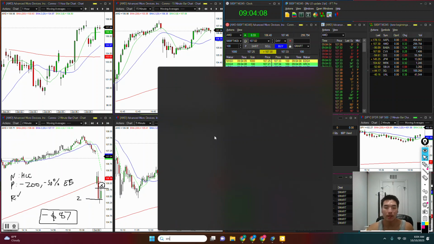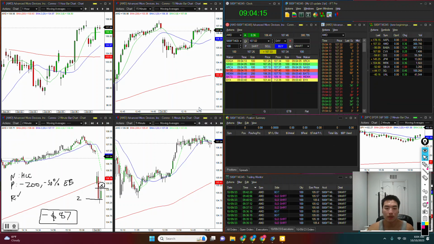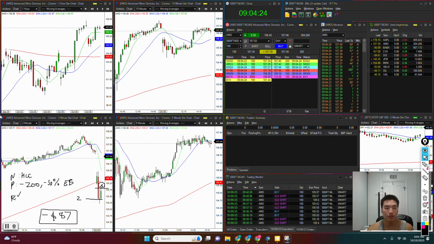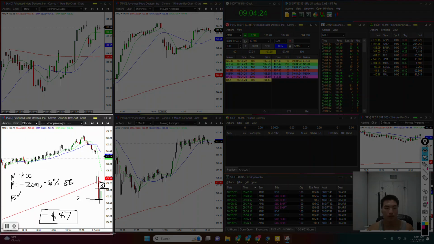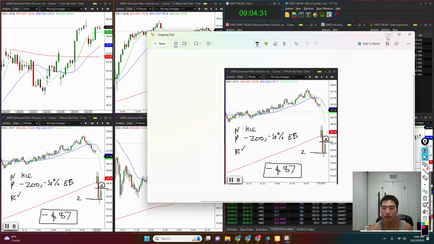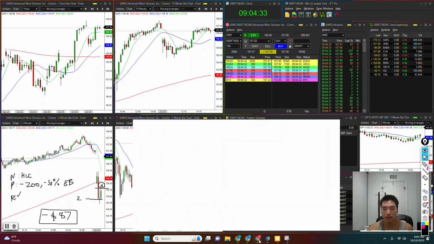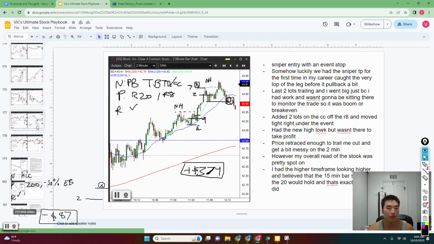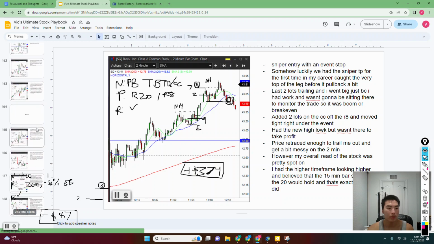I would say this trade is a mediocre trade. It's nothing crazy. Nothing too great. It's not the worst though. So let's see. Mediocre.